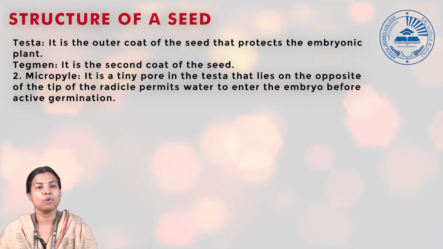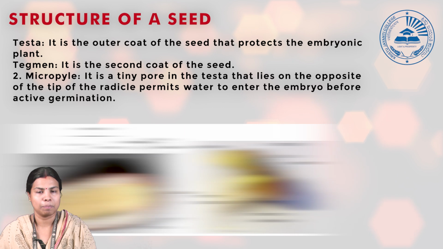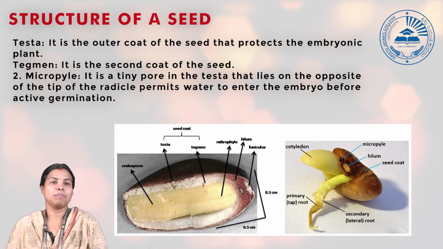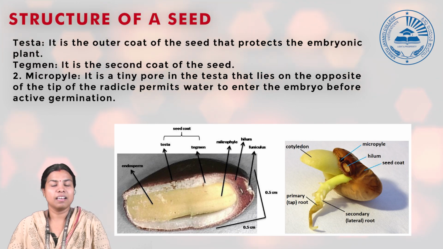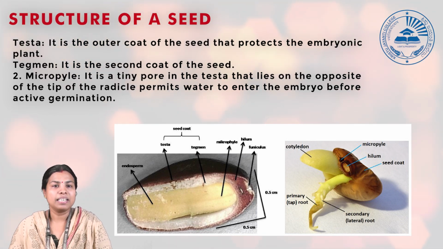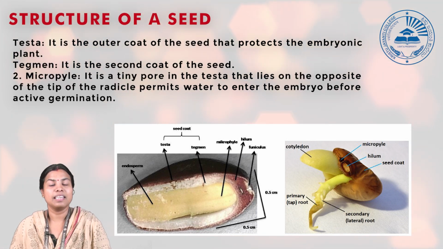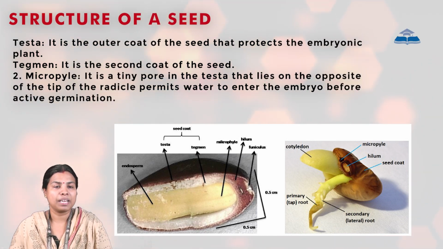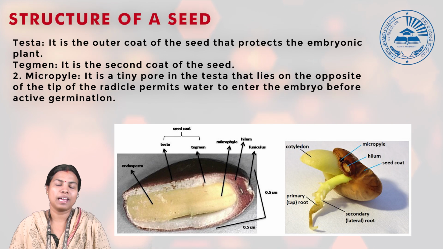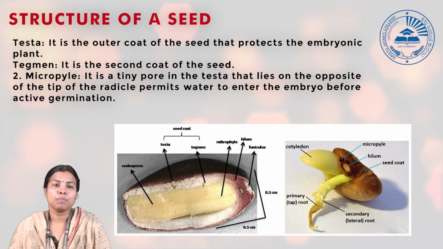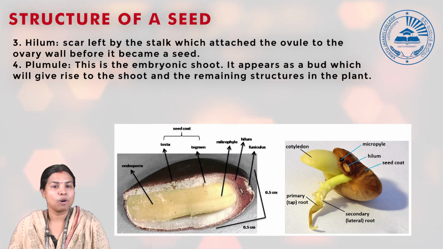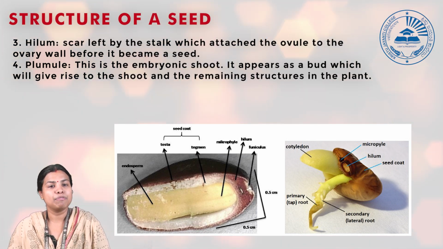Testa is the outer coat of the seed that protects the embryonic plant, which means the developing embryo present in the seed will be protected by the testa. That is the outer coat. Tegmen is the second coat of the seed, the inner lining of covering. Then the micropylar region, which is present in the ovule after fertilization because of the post-fertilization changes. It is a tiny pore in the testa that lies opposite the tip of the radicle and permits water to enter the embryo before active germination.